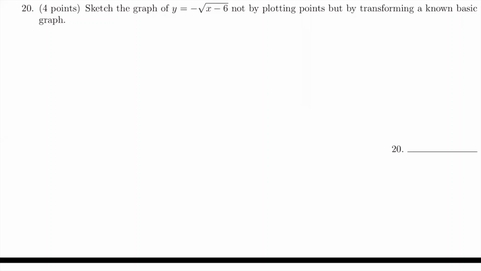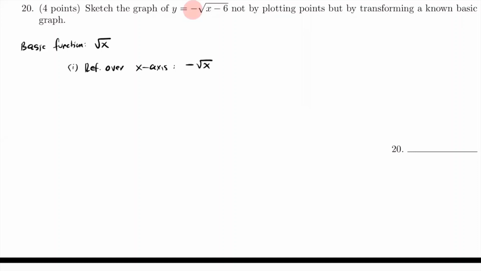For number 20, we're going to be sketching this function using transformations. So first, we're going to identify our basic function. Our basic function will be square root of x. So if you ignore all of these, you'll see it's your square root of x, and then apply transformation. The first transformation we're going to apply is this one, which is a negative square root of x. So that's a reflection over the x-axis. So that'll give us negative square root of x.